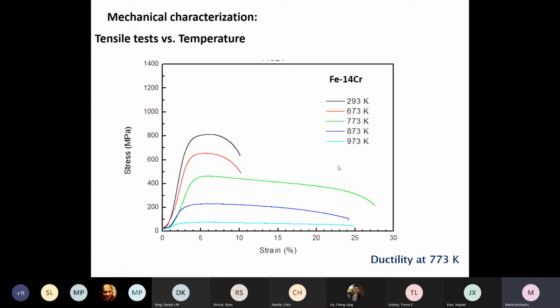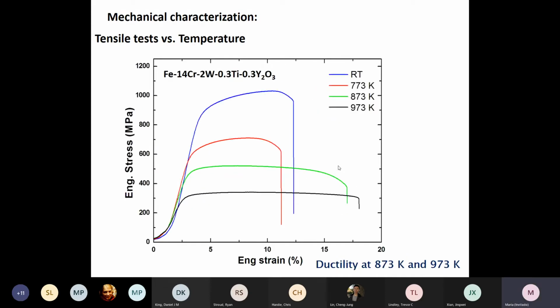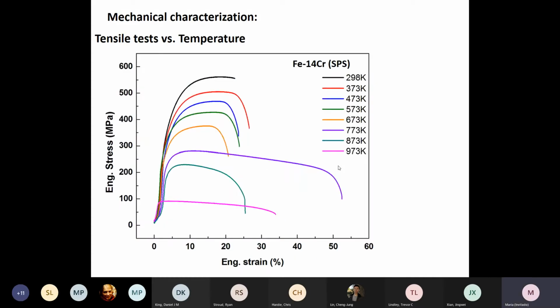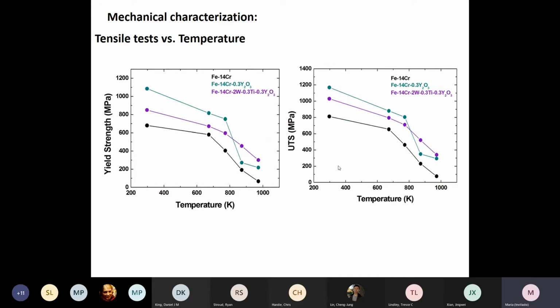And I'm going to go quickly through the mechanical characterization, because I don't want to run out of time. So let's see some snapshots of the non-ODS alloy, the one containing yttrium oxide, the one containing tungsten and titanium, and the SPS one, both versions, non-ODS and ODS, and compare them. Okay, let's put them together.